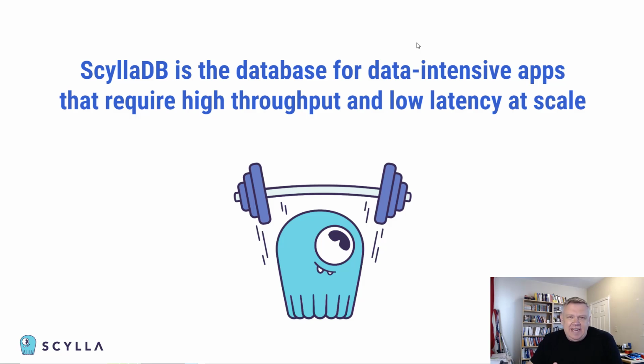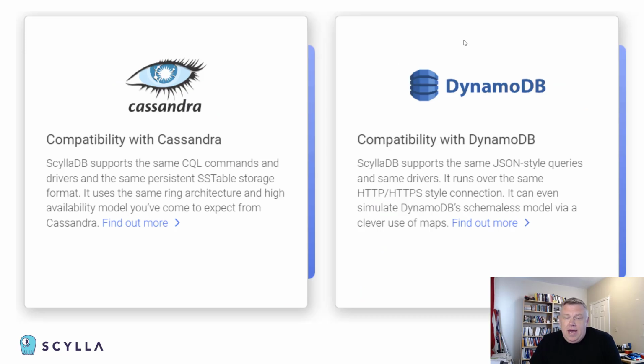It's the database for data-intensive apps that require high throughput and low latency at scale. It's really a database for performance. It's monstrously fast and massively scalable. It's a NoSQL database, Cassandra compatible and DynamoDB compatible. Most people know about the Cassandra compatibility, but I don't think many people know that you can use the AWS CLI and the AWS SDK with Scylla. And we see organizations moving their Dynamo applications from Dynamo to Scylla seamlessly with minimal to no code changes, really.